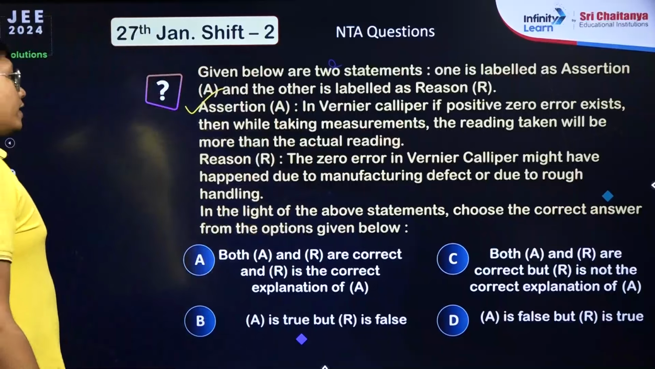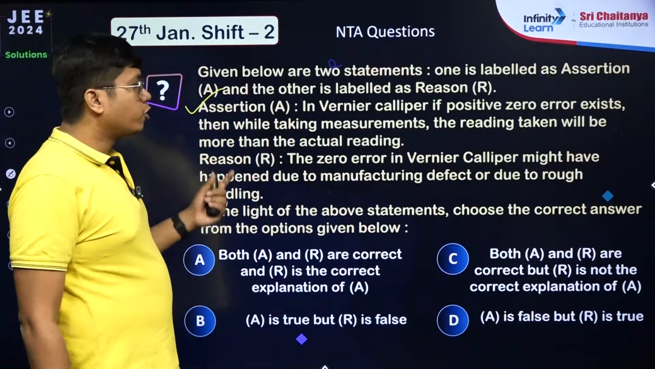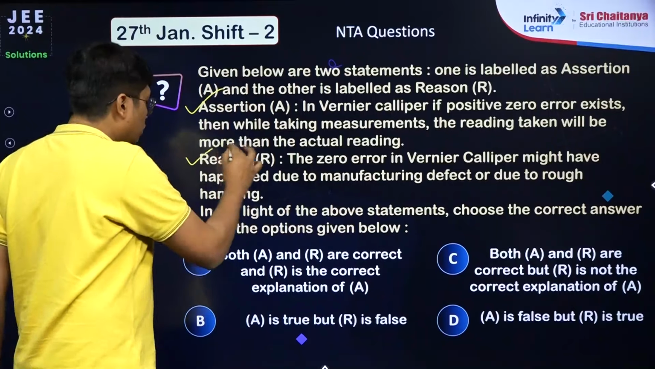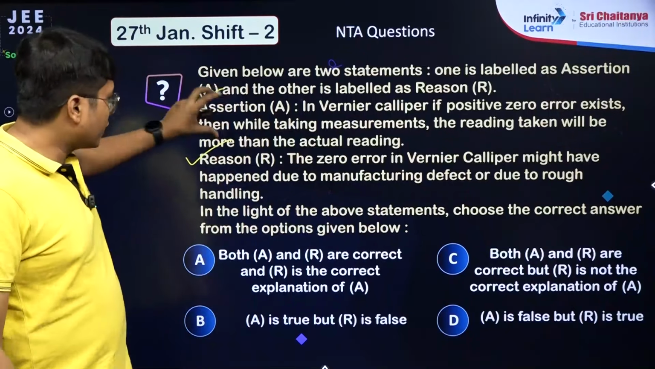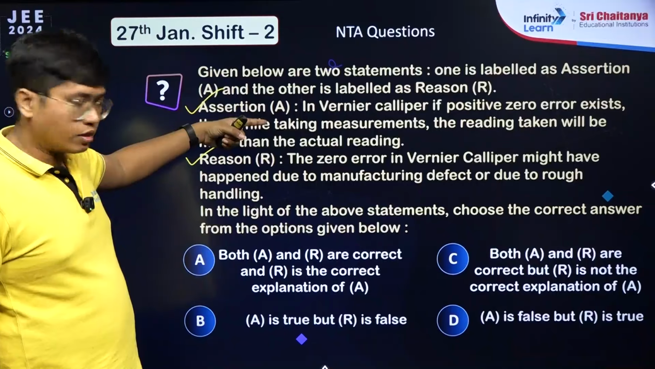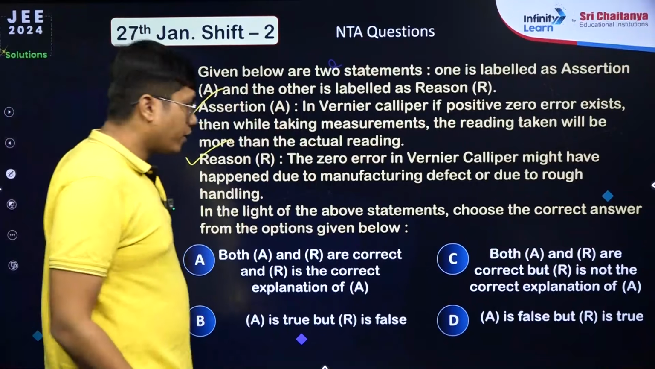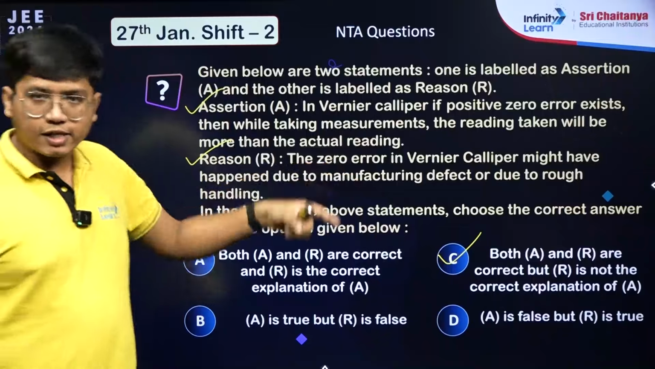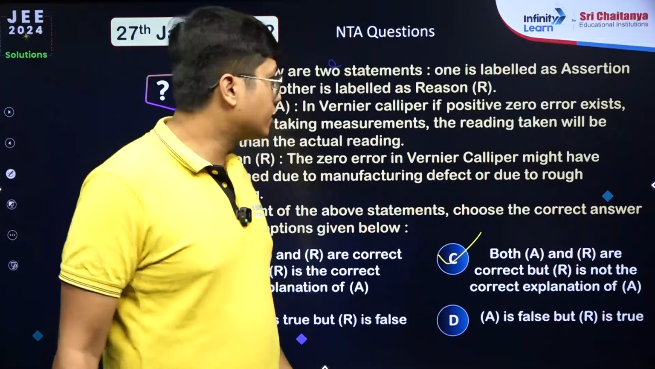Next, zero error in Vernier caliper might have happened due to manufacturing defect or due to rough handling. This is also a correct statement. Both are correct, but this is not the reasoning for this. So it is going to be option C. Both A and R are correct, but R is not the correct explanation of A, of the assertion statement.